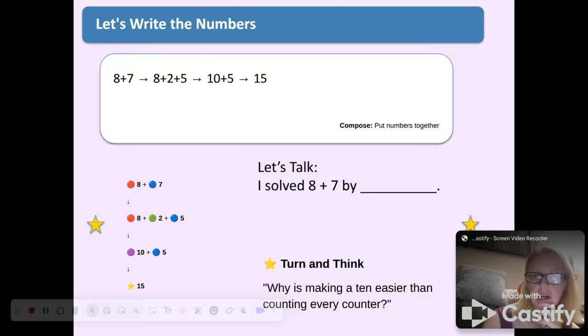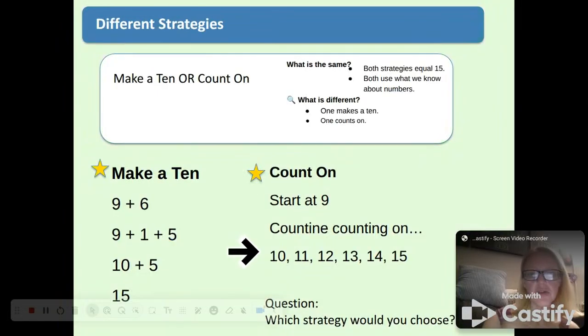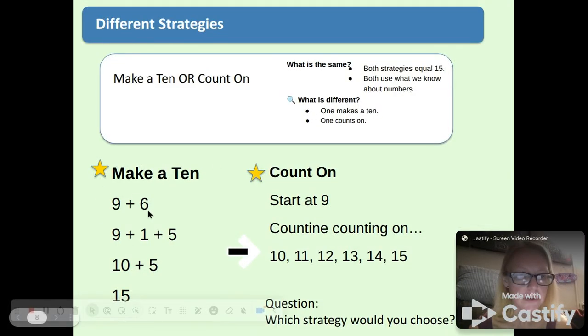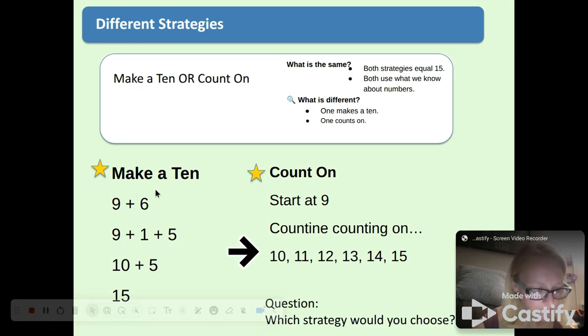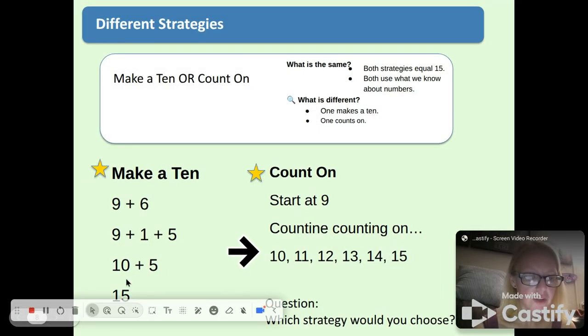Great job. All right, let's go to our next one. Here are some different strategies we can use to solve a problem. One strategy is making a 10, which we've talked about. Let's look at 9 plus 6 right here. With the make a 10 strategy, we do the 9 plus 1. So we've decomposed 6 into 1 and 5. So 9 plus 1 plus 5. The 9 plus 1 becomes our 10. And then we have plus 5, which equals 15.